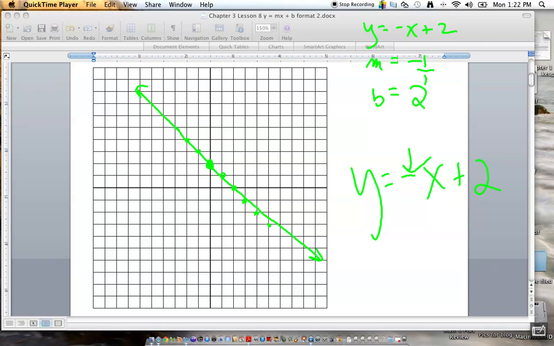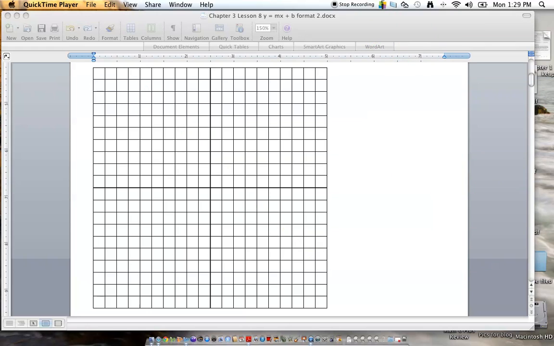Okay? So once again, the big things we're looking at here, y equals mx plus b. The m is always the number in front of the x. The b is always the number at the end. Now, let's go back to the other side of the graph. If we look at the other side, let me make this even bigger.